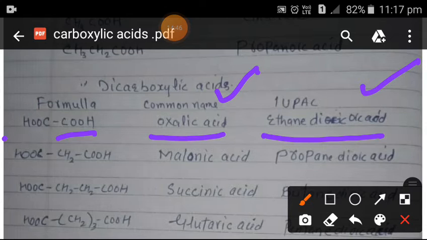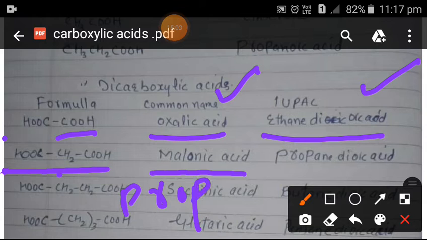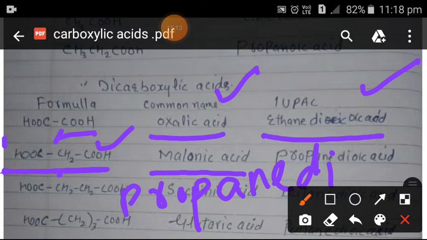Clear? Second, what will be the name of the compound? The common name, most familiar, is malonic acid. Clear? So what is the IUPAC name? There are three carbon atoms, so the word root is prop. After that, the primary suffix is ane. How many carboxylic acid groups are there? Two. So you write propane di. After that, what is the secondary suffix? That's oic acid. So this is how you can write the name of a dicarboxylic acid.